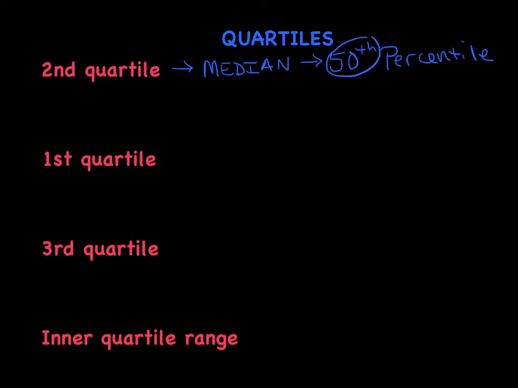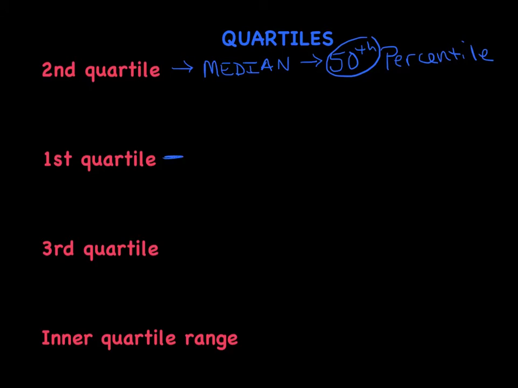It doesn't mean that you got 50% correct. What it means is you outperformed 50% of the competition, okay? So, on your test, if I said you scored at the 50th percentile, your grade might have been an 80. What it means, though, is you outscored 50% of the peers in your class.